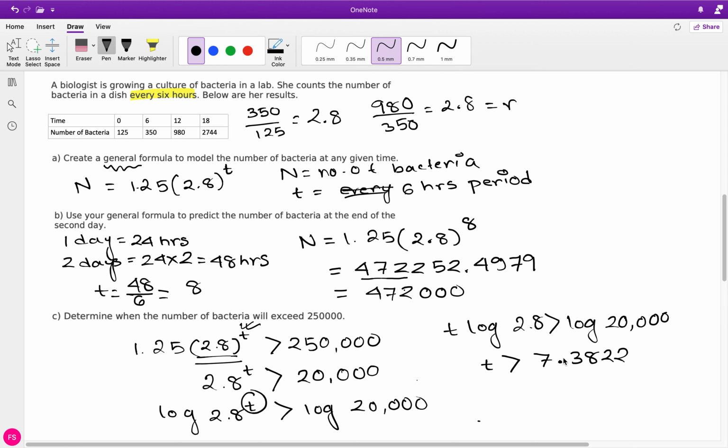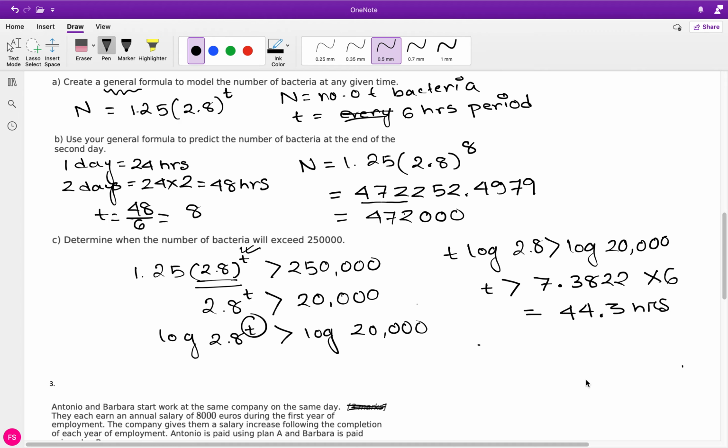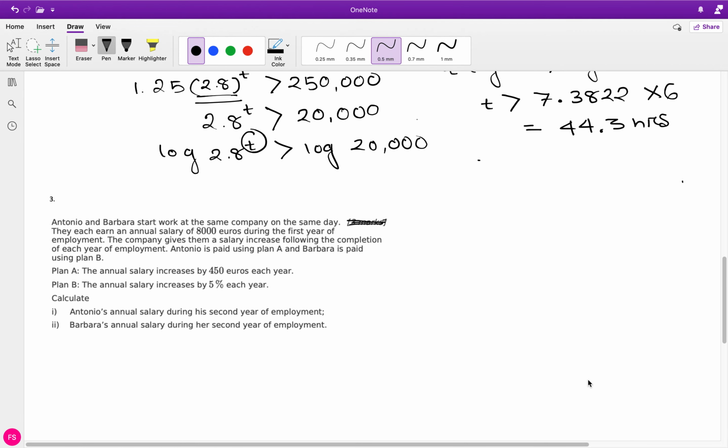7.3822. But remember, this is for every 6 hours. So if you want to find the total number of hours, you need to multiply this by 6. If you do that, you will get something around 44.3 hours. If you want, you can also convert it to days, but if you leave it like that, that's also fine. No problem.